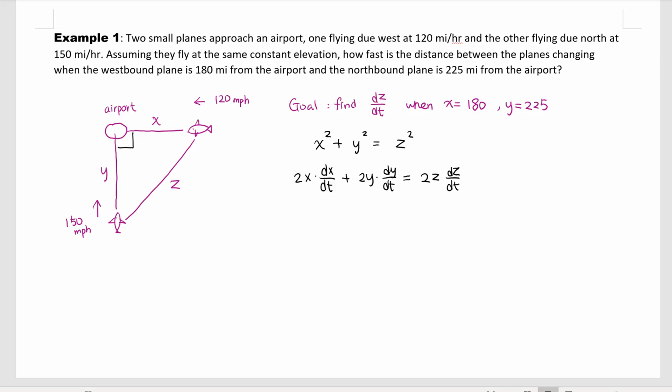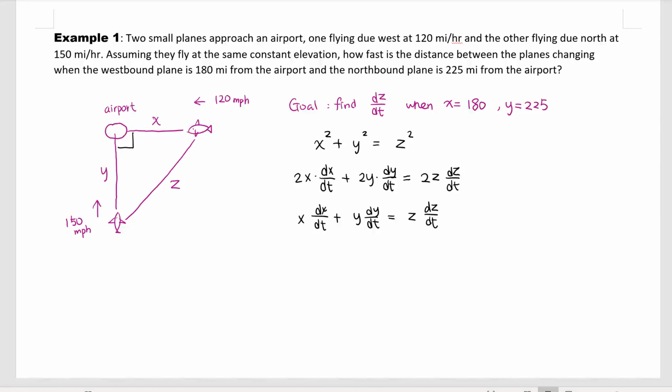Okay? Yes. And then, alright, now let's see. Can we simplify? Can you see both sides? We have the 2, so let's divide by 2 on both sides. Then we have x dx/dt plus y dy/dt equals z dz/dt. Okay, now let's see whether we can plug in the values.